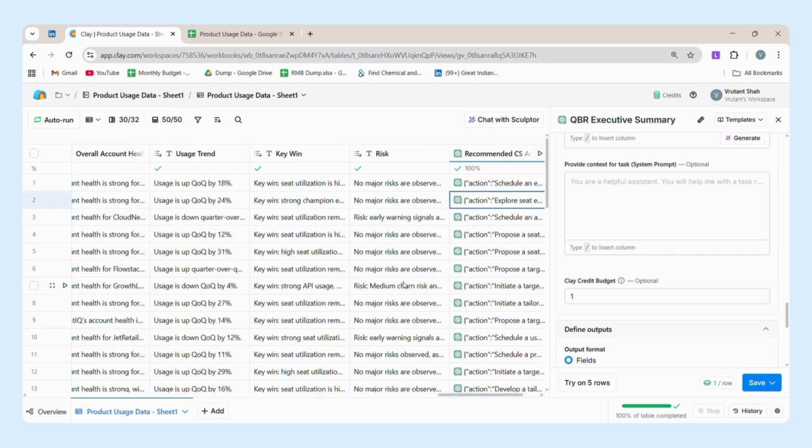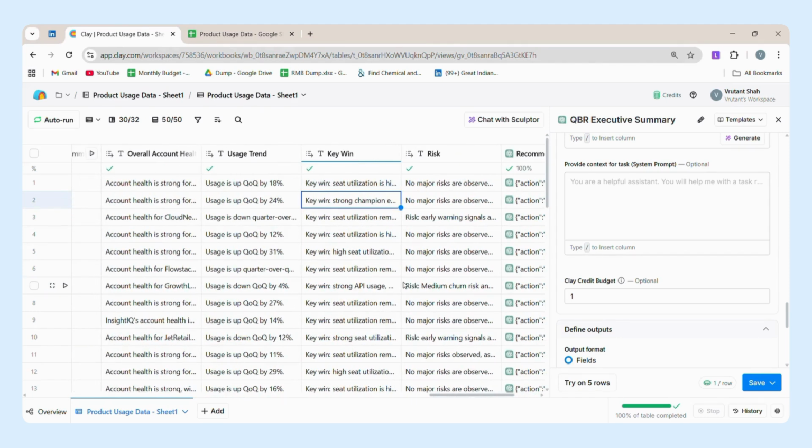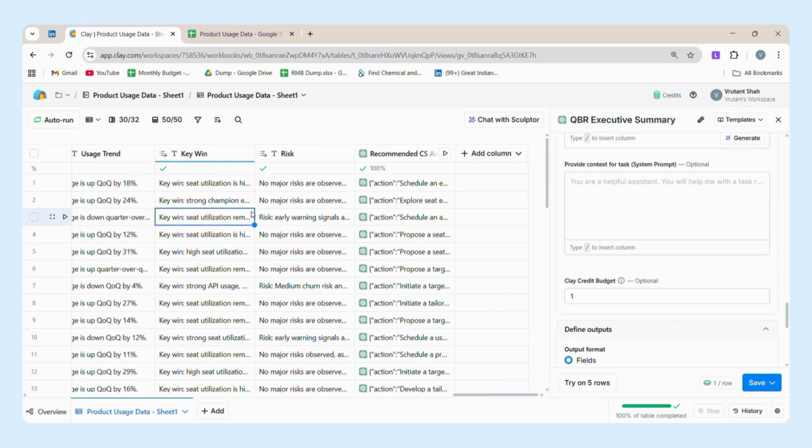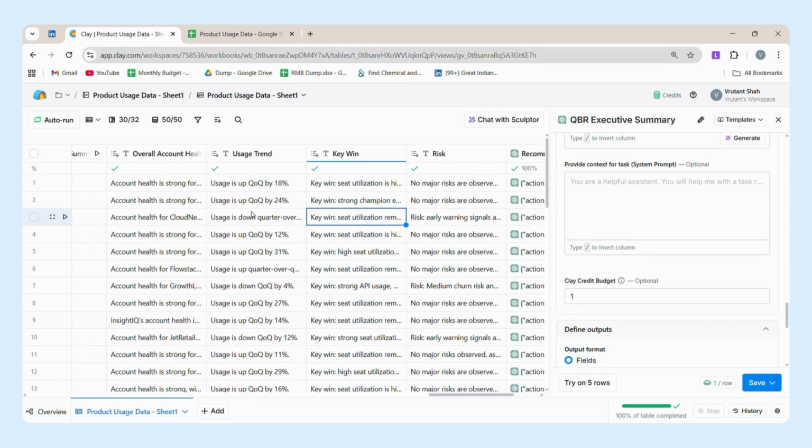Ideally, what happens is a lot of CS teams and product teams do this manually by analyzing every single account. But when you do it at scale, your job becomes more about reviewing the output that AI has given rather than creating everything from scratch. And this also saves time for you so that you, as a customer success manager, can manage more accounts as well.